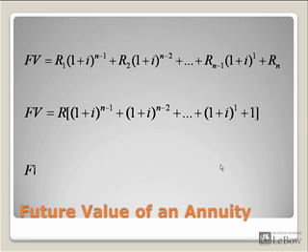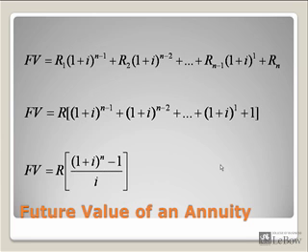Using the magic of calculus, we could reduce that expansion that is denoted in the brackets, and the result would be what we have here: the future value would be equal to the payment, or R, multiplied by the interest factor. In this case, the interest factor is equal to (1 + i)^n − 1 divided by i.